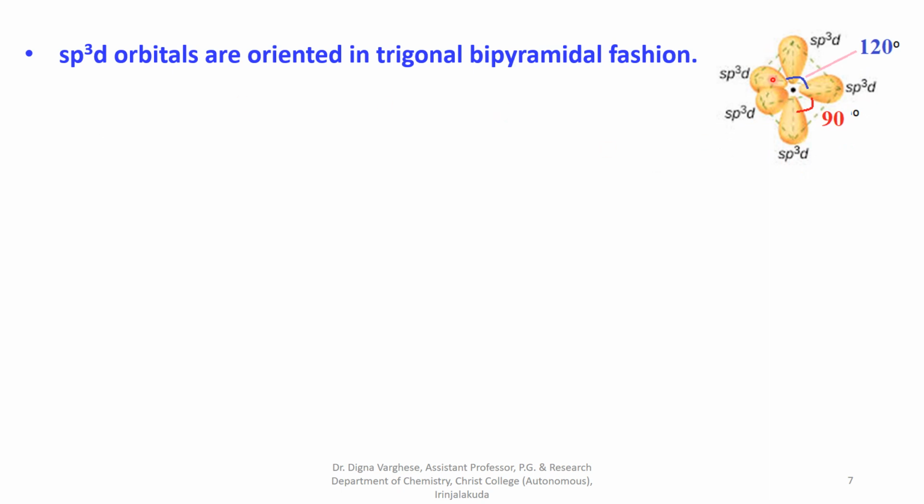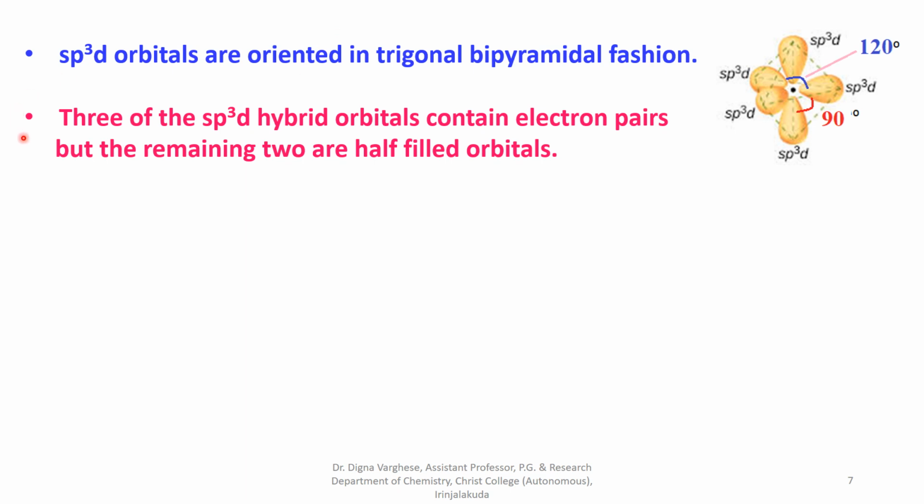In this case, these sp3d orbitals lie in an equatorial plane making an angle of 120 degrees, and one sp3d orbital is above the plane and one is below the plane, making an angle with the equatorial orbitals of 90 degrees. 3 of the sp3d hybrid orbitals contain electron pairs, but the remaining 2 are half-filled orbitals.